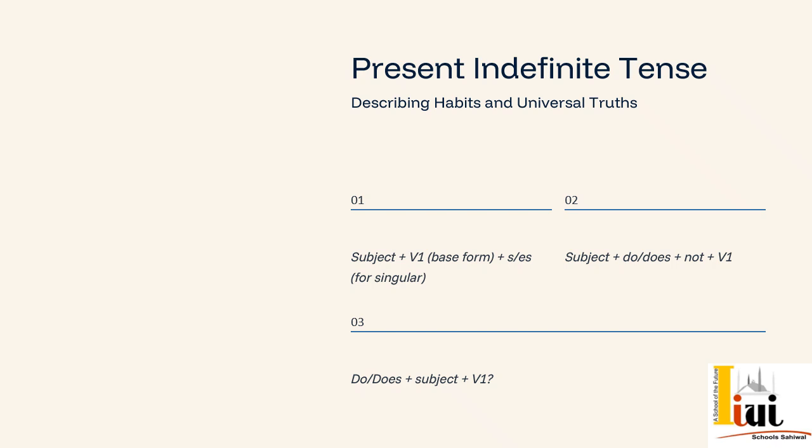Universal truth is something that's always true or a general fact. For example, the sun rises in the east. The sun sets in the west. This is the universal truth. The earth revolves around the sun. And the fact is, water boils at 100 Celsius.